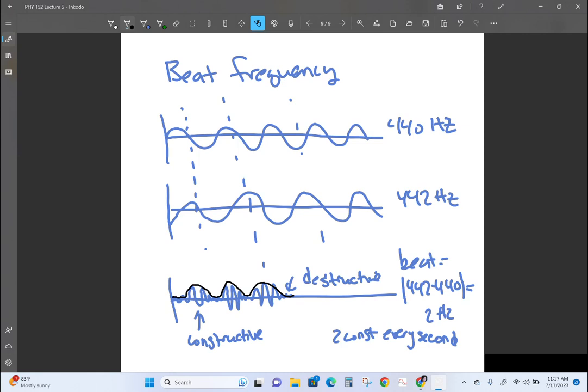I mean, you could hear that. You could actually hear the wobble in the 2 sounds, but it's only 2 every second. That's what you're hearing. Wah, wah, wah, wah, wah, wah, like that. And you could hear that. But when it's really far out of tune, it sounds awful.